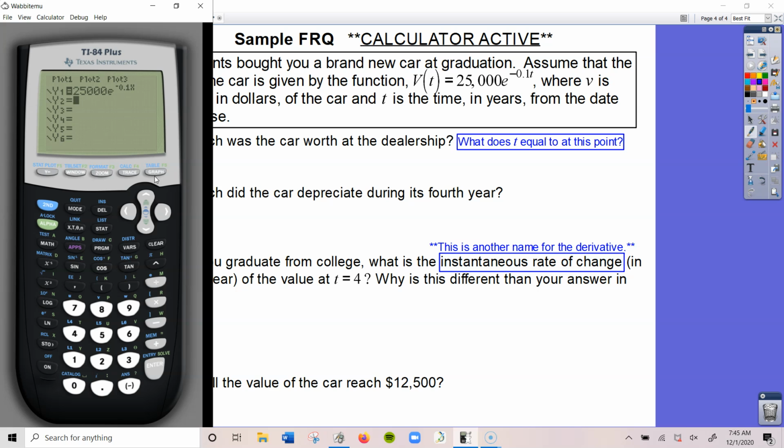So now I'm just going to go ahead and check my window. I'm going to put my standard viewing window just in case, even though we're probably going to have to adjust it, just so we can remind ourselves how to adjust our window. So when I first graph using my standard viewing window, I get nothing. And that's because my graph is probably located somewhere else. So I'm going to go to zoom and scroll down to zoom fit.